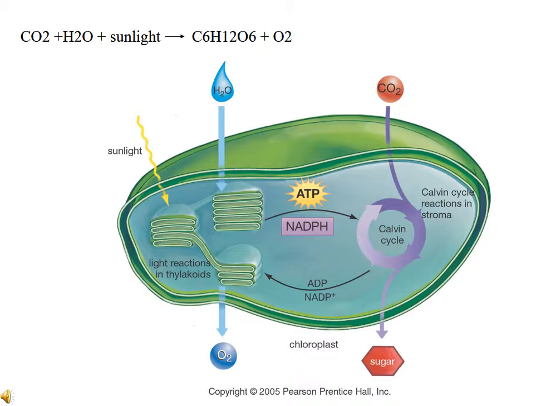how each of these components of the equation is accounted for. We see sunlight, we see water coming in, we see oxygen coming out, we see carbon dioxide being brought in, and finally the important molecule of sugar is produced. So if you look at this overall picture, you can really get an appreciation for the two distinct processes that take place, the light reaction and the dark reaction, which is the Calvin cycle.